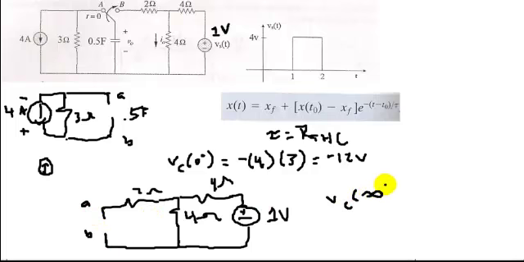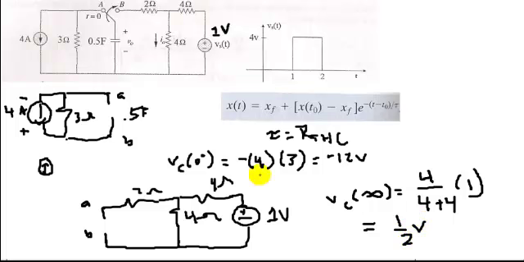So when time goes to infinity, we have this capacitor that pops open. We're finding the voltage across this 4 ohm resistor, which is 4 ohms divided by the equivalent resistance. It goes from 1 volt and goes 4 ohms and 4 ohms. There's no current going through here or voltage. Times the voltage supplied, 1 volt, and we have 1/2 volt. So this voltage, when t greater than 0, is 1/2 volt.